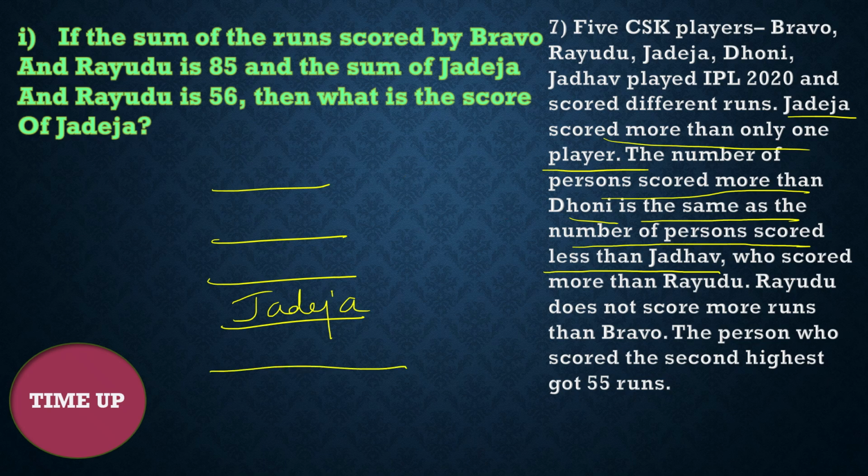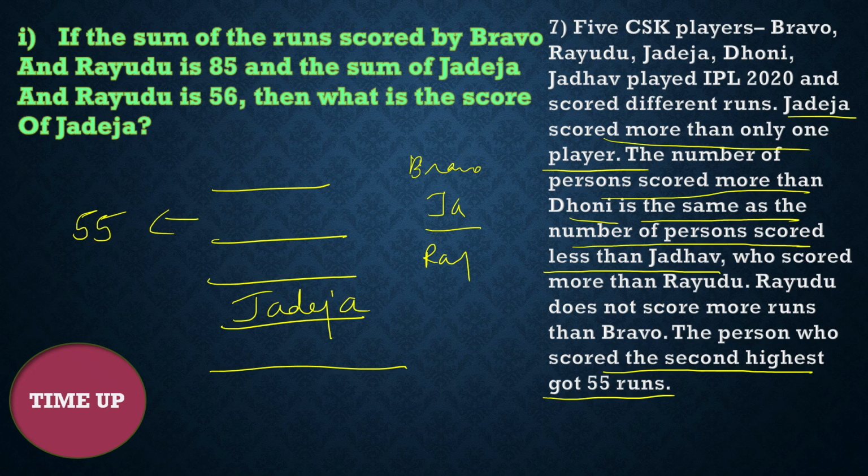Next, what they are telling. Jadhav scored more than Raidu. Raidu has not scored more runs than Bravo. Okay. The person who scored the second highest got 55 runs. Second highest run is 55 runs, they have said. So, what do you think? Where can you place Dhoni and Jadhav?